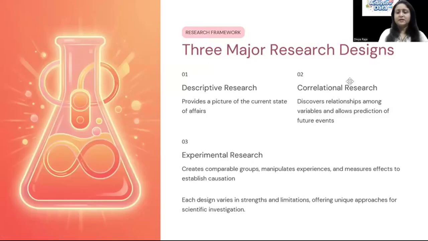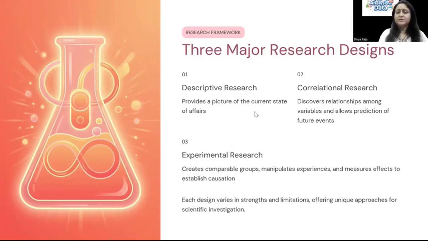And as I said earlier, research designs are like a blueprint. A researcher will first freeze on the research designs, what method, which research design he is going to follow, what are the methods under that design is what he is going to decide before he starts the research. So there are three major types of research designs: descriptive, correlational, and experimental.